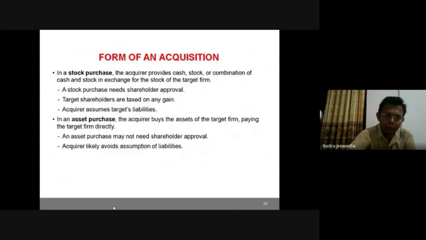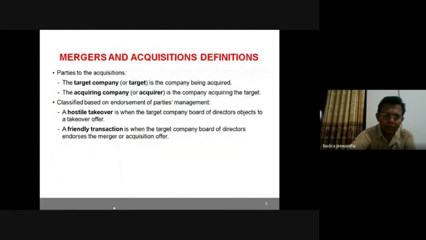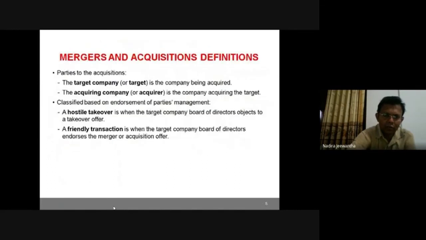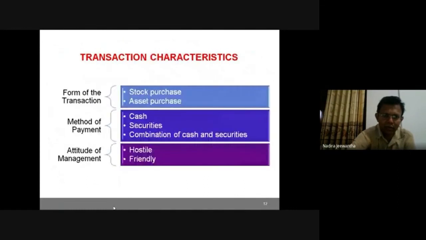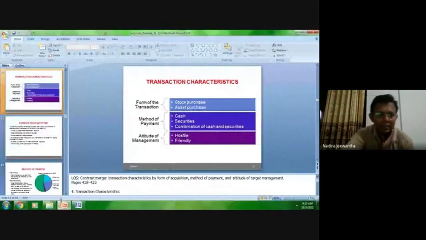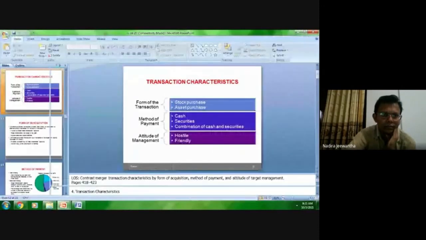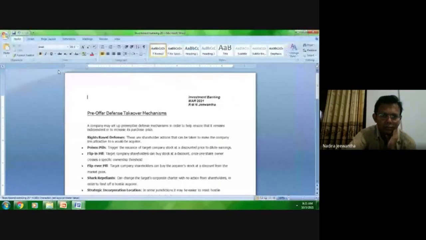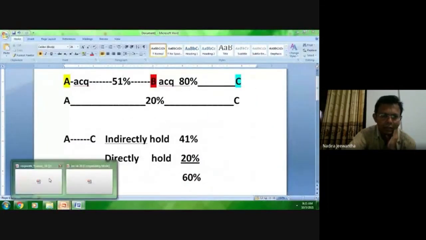Now, when a company is acquiring, you have to pay an amount of money. The amount of money we call the purchase consideration.